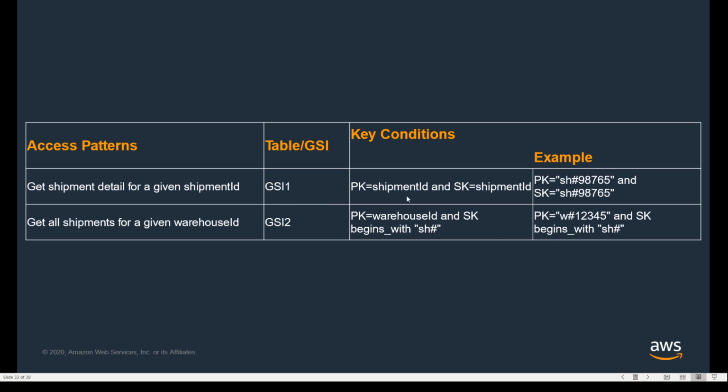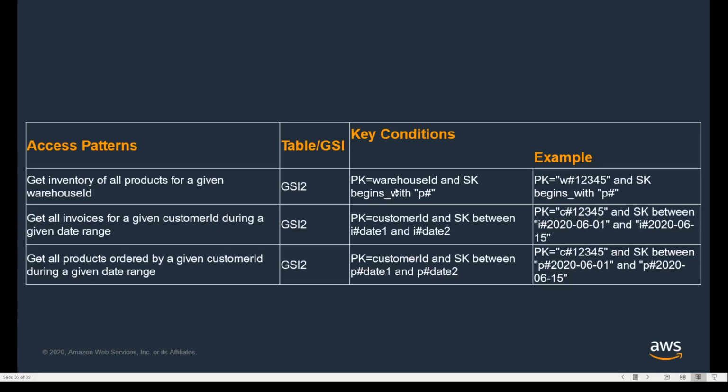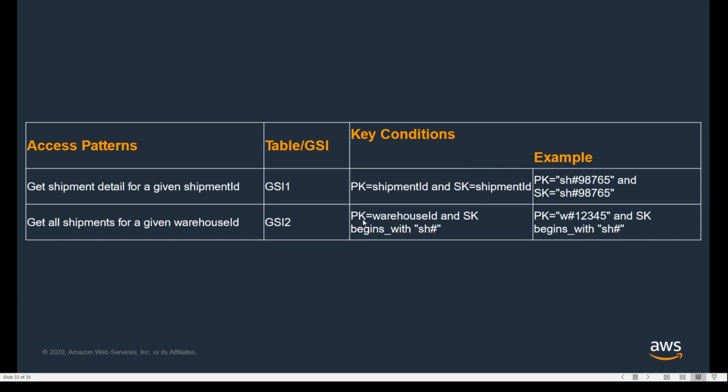And again, it's query GSI1, PK equals shipment ID. Oops. PK equals shipment ID, SK equals shipment ID. That's going to give you the shipment detail. Give me the shipments for a given warehouse.